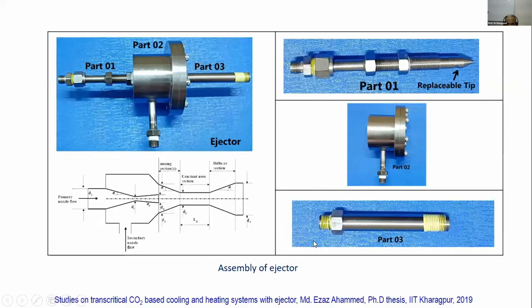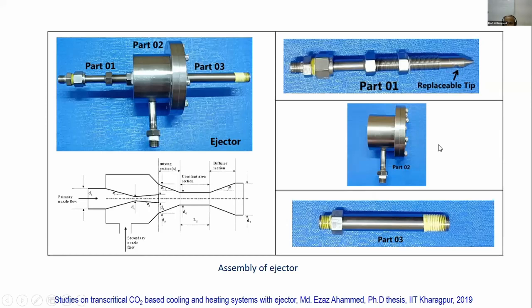So again, this ejector is designed and manufactured. This may look a little crude, but you can see that there are different components. They are all assembled as a stainless steel body. Okay, the different parts, and you can see that this is the primary nozzle, and this is the tip of the primary nozzle, and this is the body. So this is connected to the evaporator, and this is connected to the gas cooler. Okay, and this is from the diffuser, it goes to the phase separator.